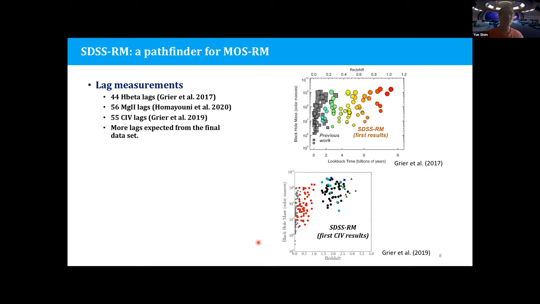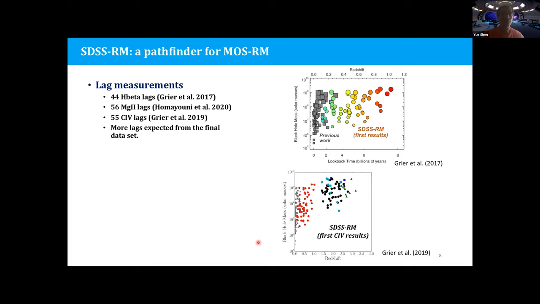Analysis on a subset of our data, which is 1 year and also 4 years of data, has already led to lag measurements for about 150 quasars, with lags that cover all three major broad emission lines: from low redshift in H beta, to intermediate redshift with magnesium 2, and to high redshift with carbon 4. And we expect to have more lags from our final data set.